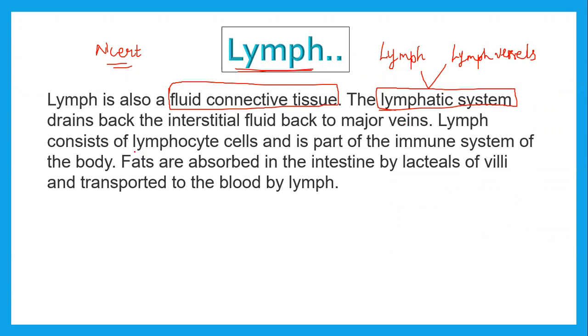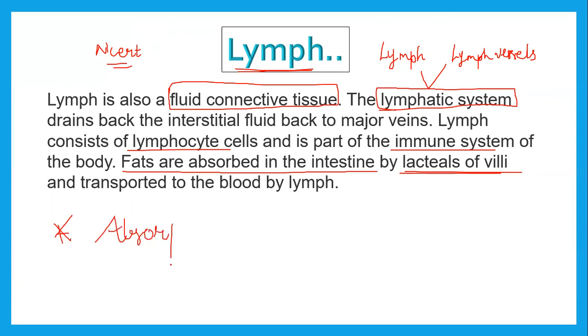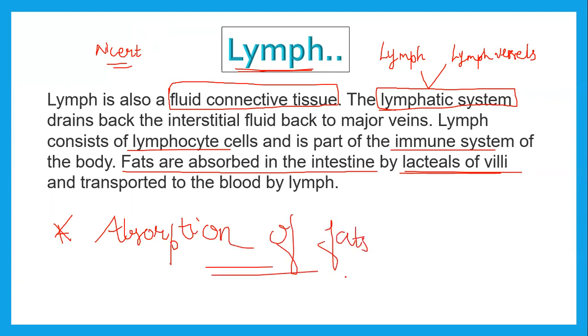Lymph consists of lymphocyte cells and is a part of the immune system of the body. And lymph helps in the absorption of fat by lacteals present in the villi. So what is the most important function? The most important function of lymph is that it helps in the absorption of fat. Clear? Lymph helps in the absorption of fat.